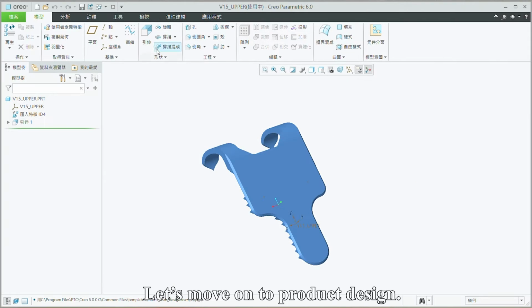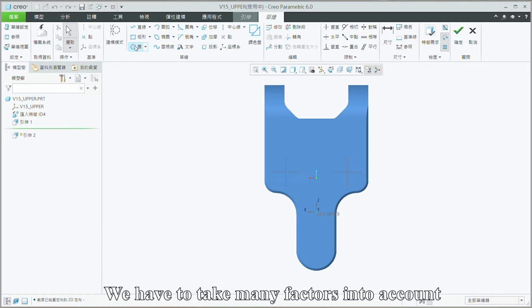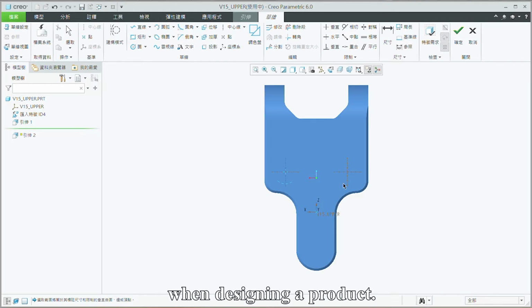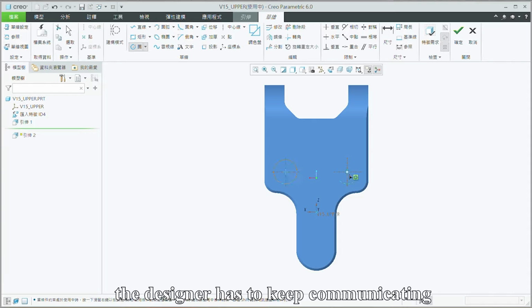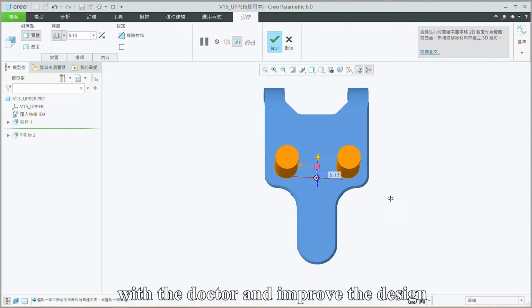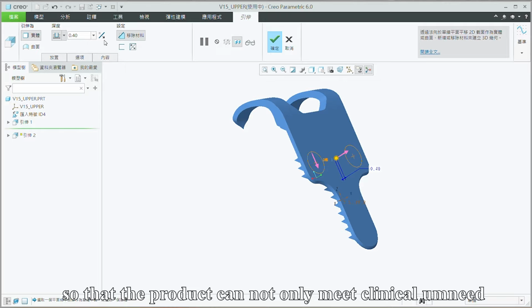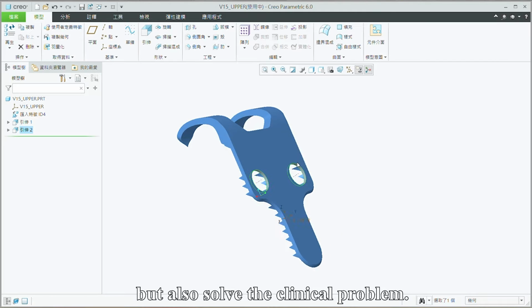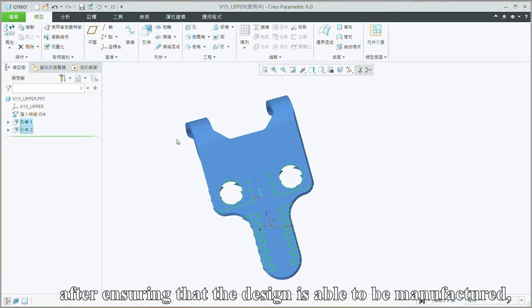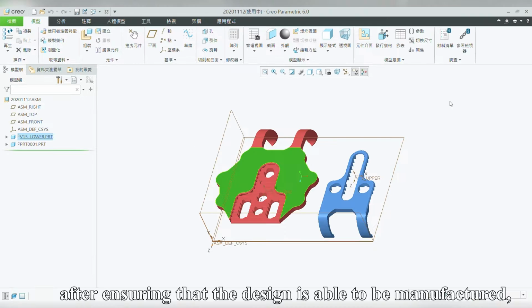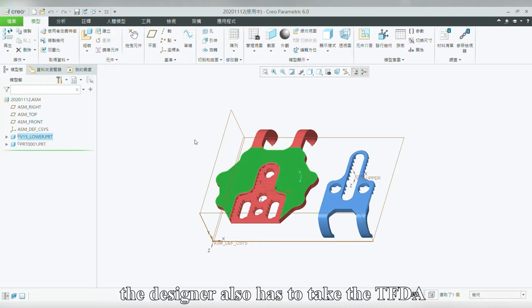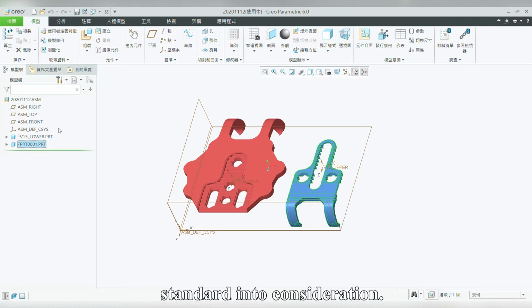Let's move on to product design. We have to take manufacturing into account when designing a product. On one hand, the designer has to keep communicating with the doctor and improve the design so that the product can not only meet clinical need but also solve the clinical problem. On the other hand, after ensuring that the design is able to be manufactured, the designer also has to take the TFDA standard into consideration.